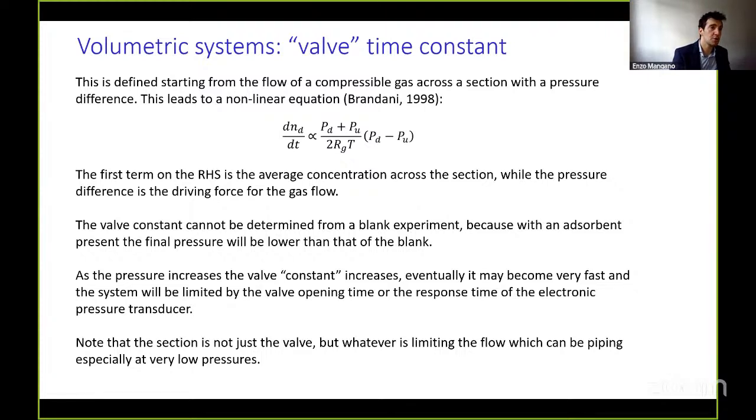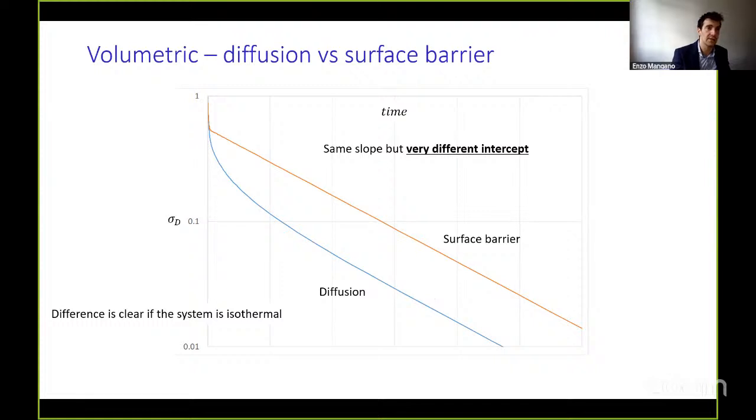The reduced pressure plot has an extra advantage: it allows you to determine immediately, if you are in isothermal conditions, the difference between a surface barrier and a diffusion type of transport. Even though you have the same slope in the long time region in this plot, the intercept between the two models is very different.